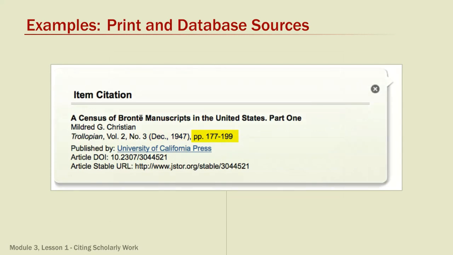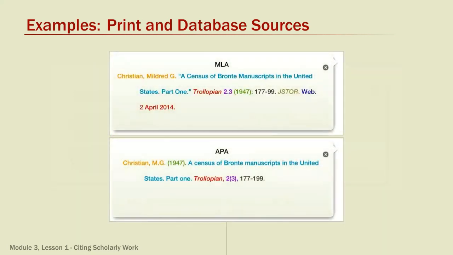Now, look at how these elements appear in an MLA and an APA citation. Most of the same elements are present in both citations, but you can see that the citations look different. The pieces are in a different order, some items like the author's name are formatted differently, and different words are capitalized.